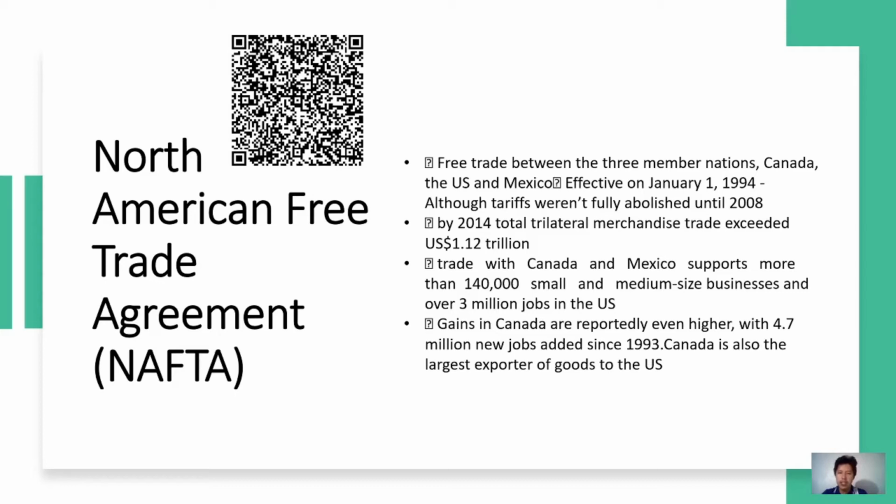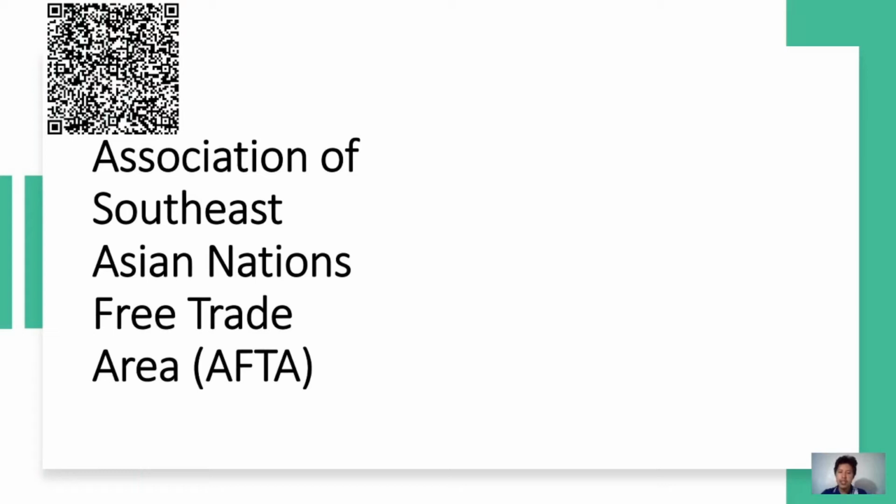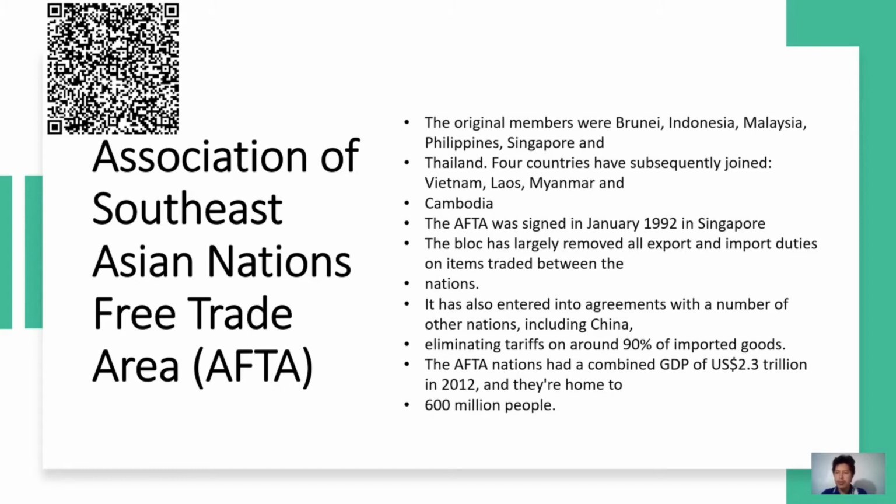Next, we have ASEAN Free Trade Area. This was originally created by the original members of the ASEAN nation, or Association of Southeast Asian Nations, which were Brunei, Indonesia, Malaysia, Philippines, Singapore, and Thailand. Four countries have subsequently joined: Vietnam, Laos, Myanmar, and Cambodia. The AFTA was signed in January of 1992 in Singapore.